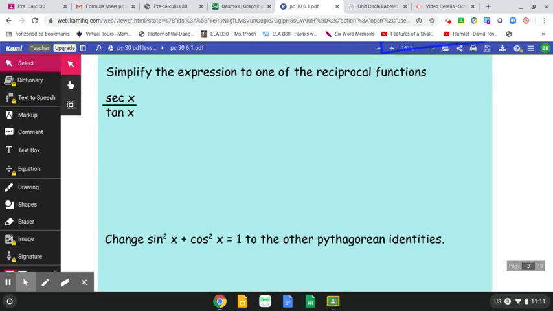So it says simplify the expression to one of the reciprocal functions this time. Reciprocal functions meaning cosecant, secant, or cotangent. So still write it in terms of cosine and sine, and then we'll just simplify from there and get a reciprocal function. Cosecant is 1 over cos, divided by tan, and tan is sine over cos.